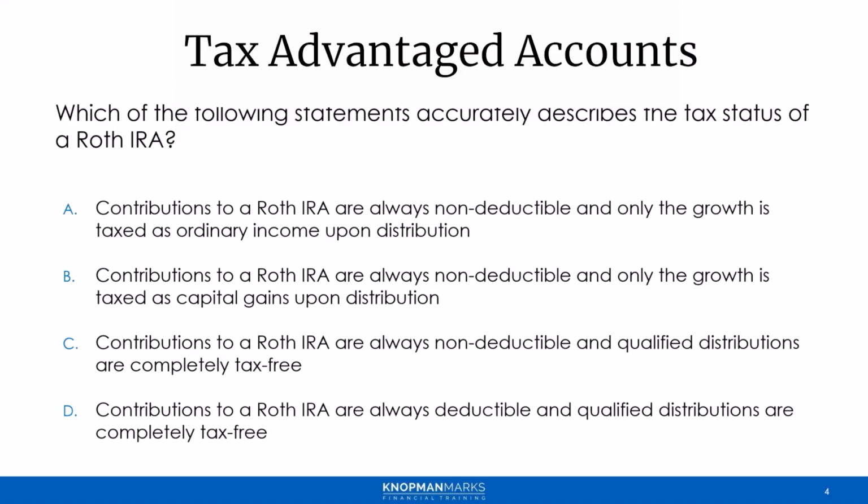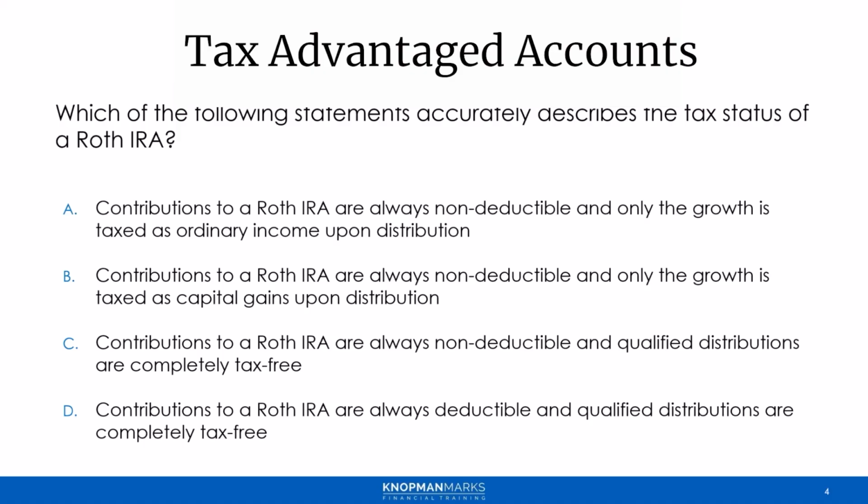Face that ordinary income tax on distribution, not the Roth. B gives us the same setup. Contributions to a Roth are always non-deductible. We like that part. The growth is taxed as capital gains. Have we heard about any retirement plans where the distributions get capital gains treatment? No, we haven't. So B is not going to work, again, because of an incorrect distribution description.